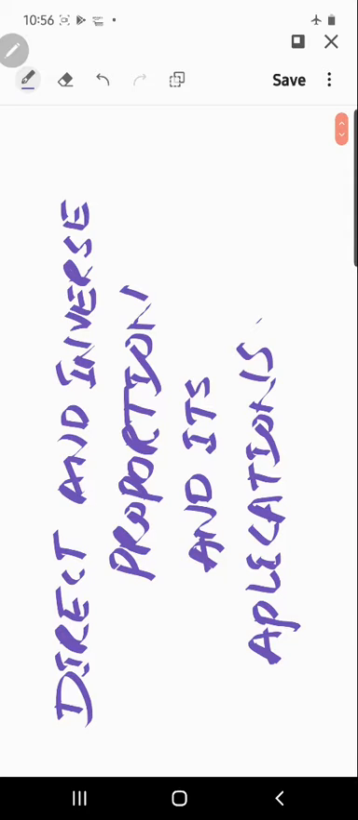Ratio is the comparing between two quantities. It's a comparison. And what is proportion? If two ratios are equal, then we can say they are in proportion. The two ratios are in proportion.